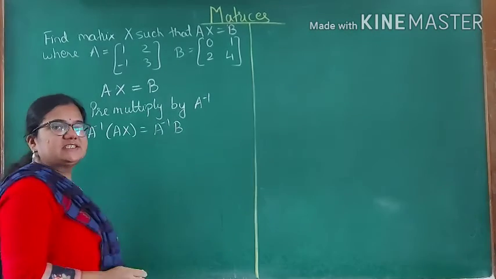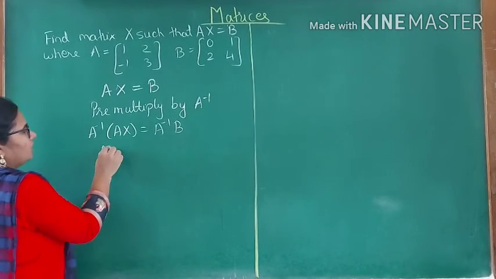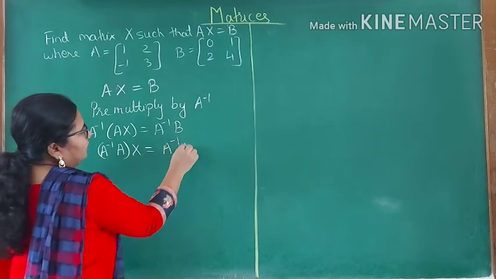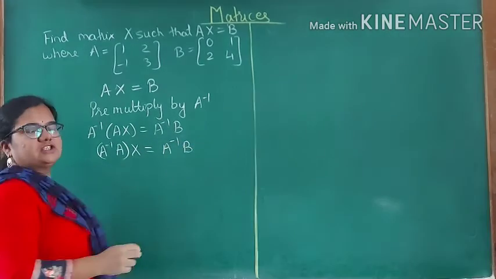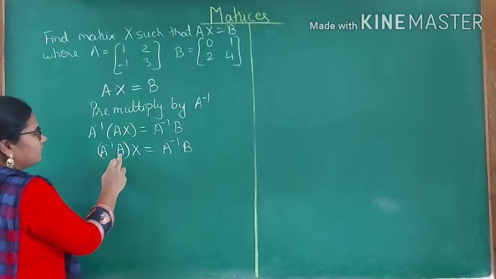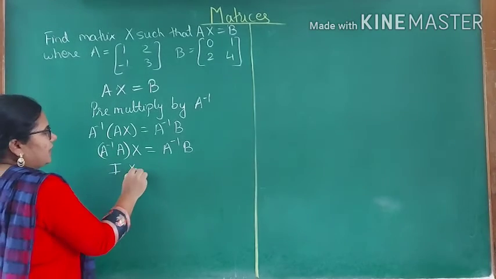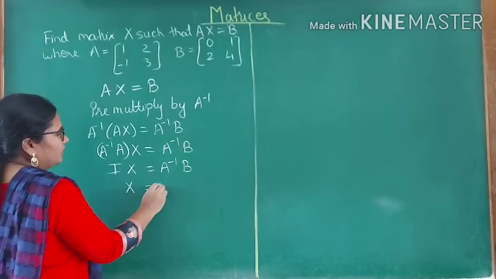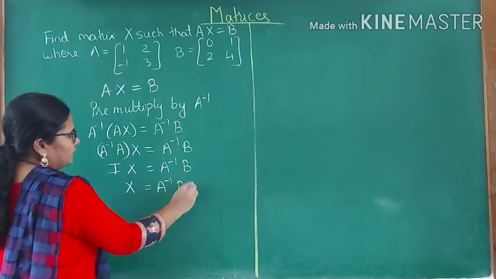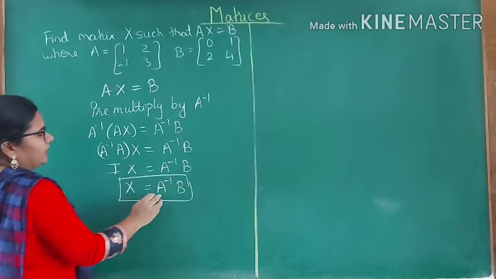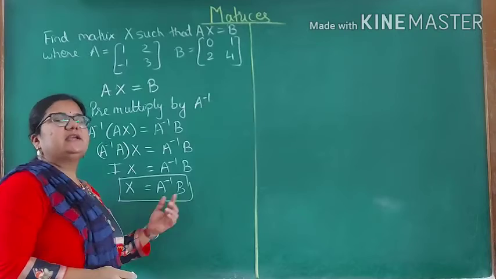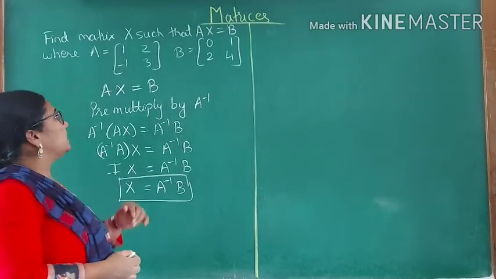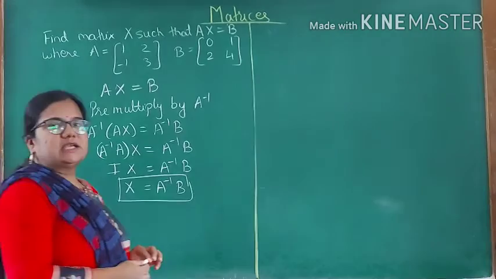Matrix multiplication is associative, so you can write A inverse into A into X equal to A inverse into B. By the definition of inverse of a matrix, A inverse into A is I, so I into X equal to A inverse into B. Therefore, X is equal to A inverse into B. So if you find A inverse and multiply A inverse by B, you will get the matrix X. So let us first find what is A inverse.